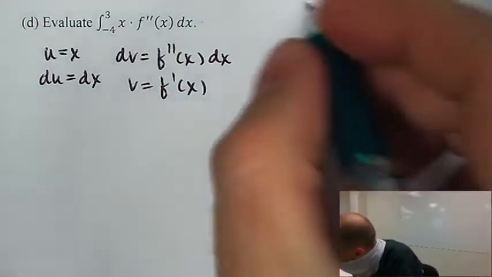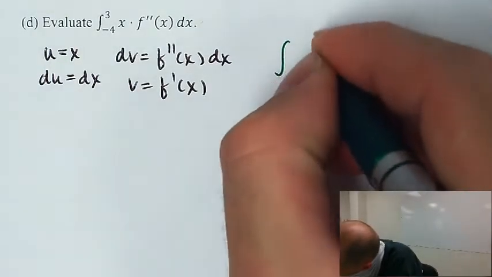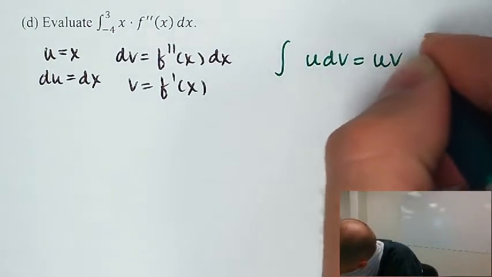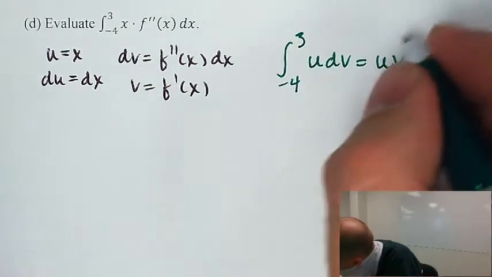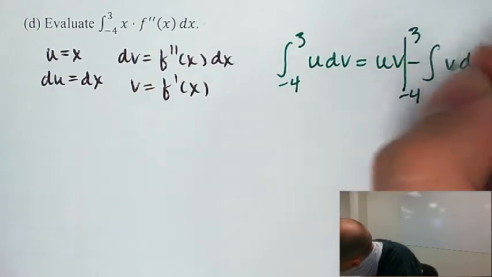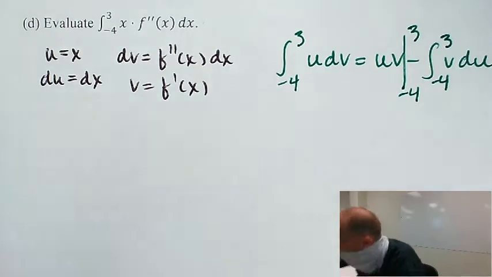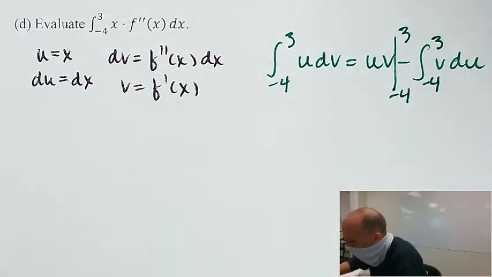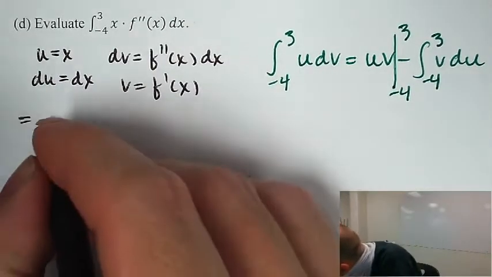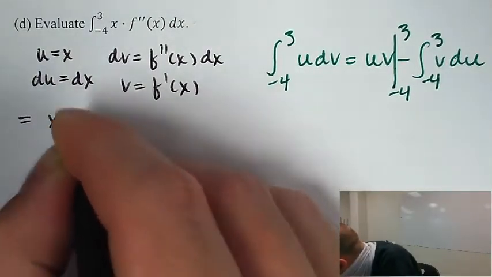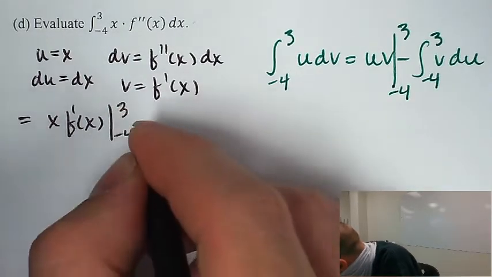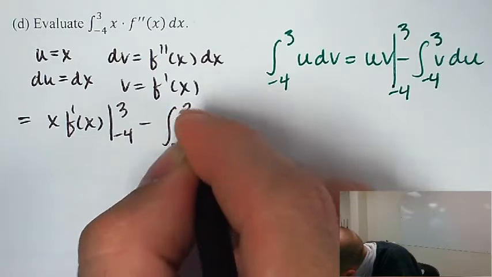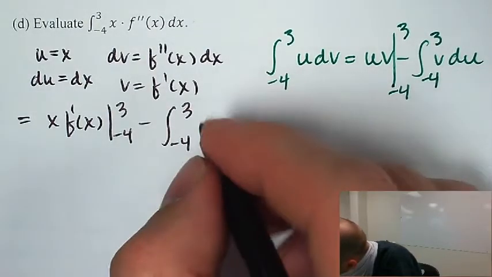Okay, let's look at, well, I know, and somewhere in there y'all know, but you need to write it down more times, that the integral of u dv is equal to u times v minus the integral of v du. And if this is an integral from -4 to 3, then we're going to have to evaluate this from -4 to 3, and we're going to have to run this integral from -4 to 3. So this is going to equal x f prime of x, with x running from -4 to 3, minus the integral from -4 to 3 of f prime of x dx.